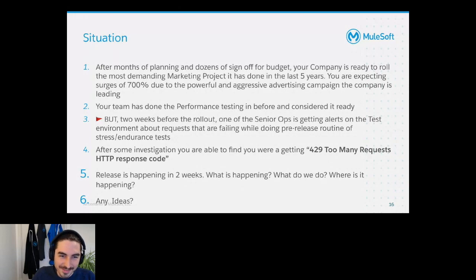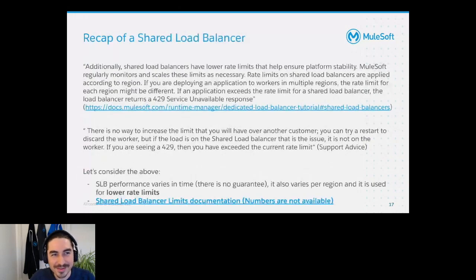And you probably were thinking about it. Let's first consider what is the shared load balancer. A quick recap here. The shared load balancers have lower rate limits that help ensure platform stability. MuleSoft regularly monitors and scales these limits as necessary. Rate limits on shared load balancers are applied according to a region.